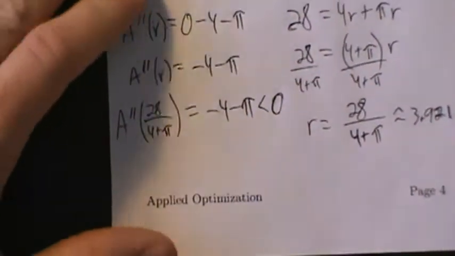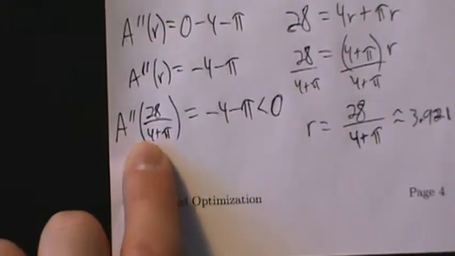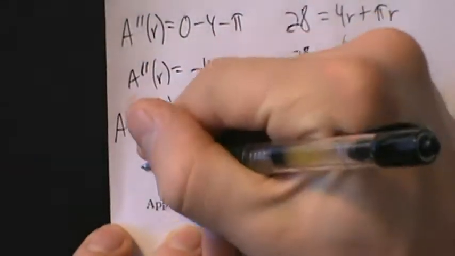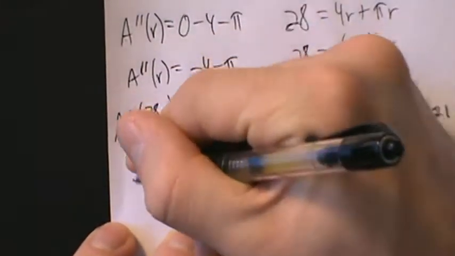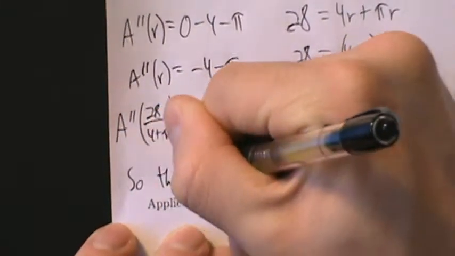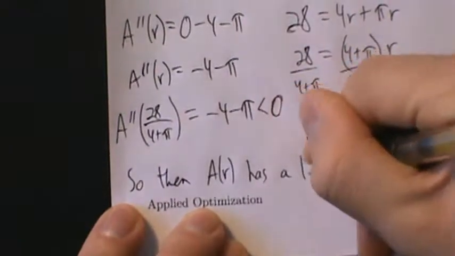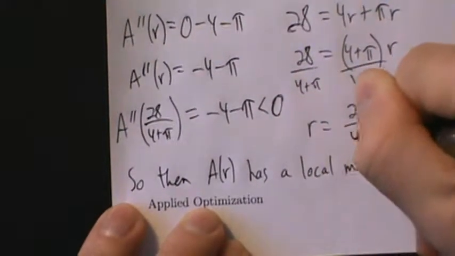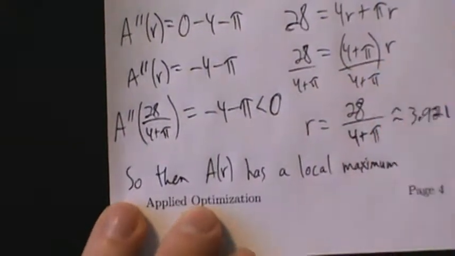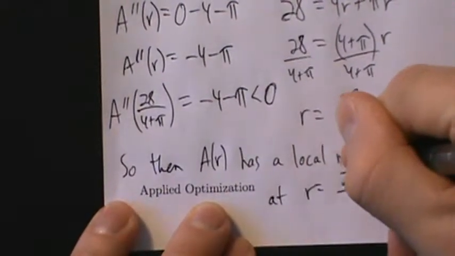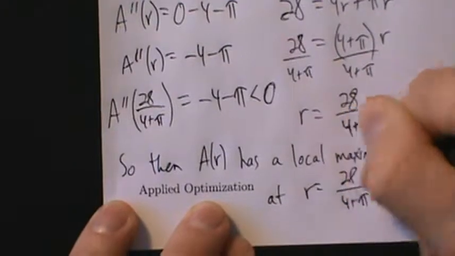Okay. So A double prime of this value of r is negative, and the second derivative test therefore tells us, so by the second derivative test, we know that A of r has a local maximum at r equals 28 over 4 plus pi.